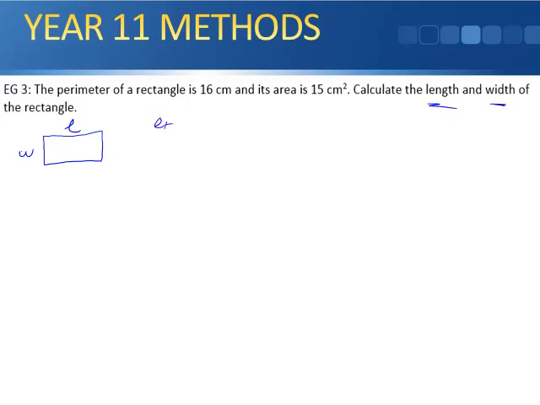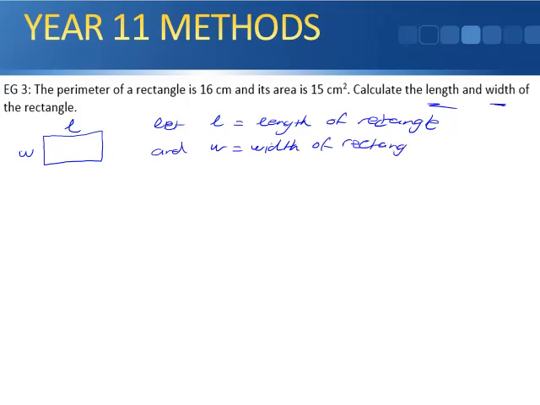We should say let L equal length of the rectangle and W equal width of rectangle. And that's what we want to find. So when we find L and W, we've got our length and width. So to work out the perimeter, I'll write it over here. The perimeter, I'm not going to put an equal sign, I'm going to put 2 dots, because the perimeter for this rectangle is 2L plus 2W, and I know what that equals already. They tell me it equals 16 centimeters.